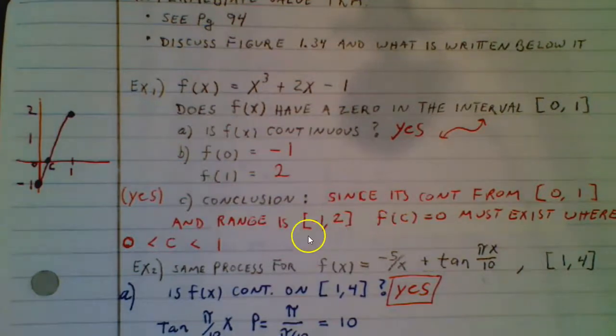This is kind of the conclusion that you're seeing on this. Since it's continuous from 0 to 1, the range is -1 to 2. If this is my range, and I go from -1 to 2, somewhere between this and this, I have to pass over 0 along the way, right? So this statement must be true within this domain, is what they're asking us.